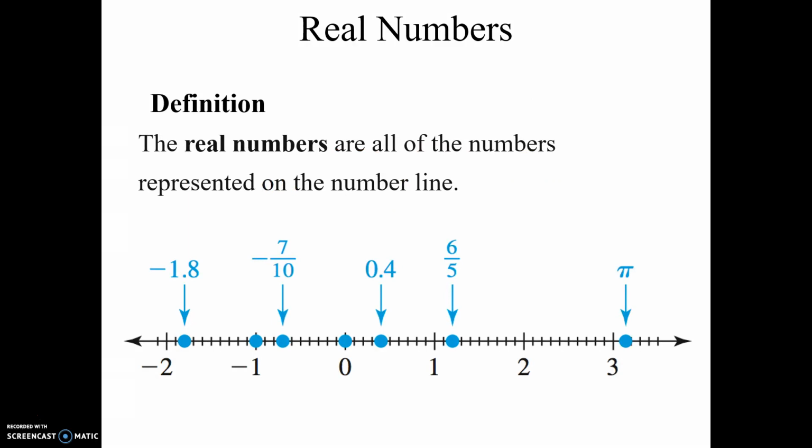The real numbers are all of the numbers represented on the number line. So the real numbers consist of both rational numbers and irrational numbers. So the rational numbers are fractions, decimals that terminate or repeat. Irrational numbers are numbers like pi that can be approximated by 3.14, but we don't have an exact value since they don't repeat and since they don't terminate.